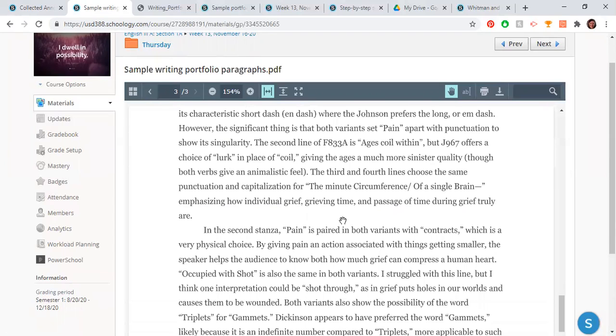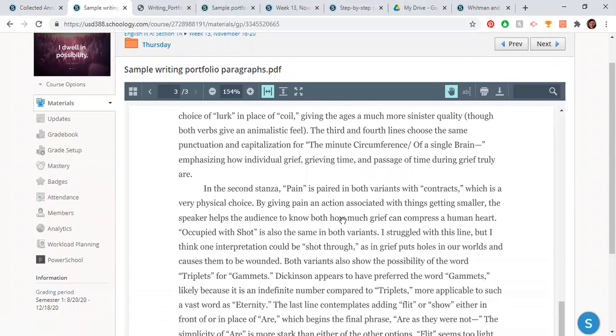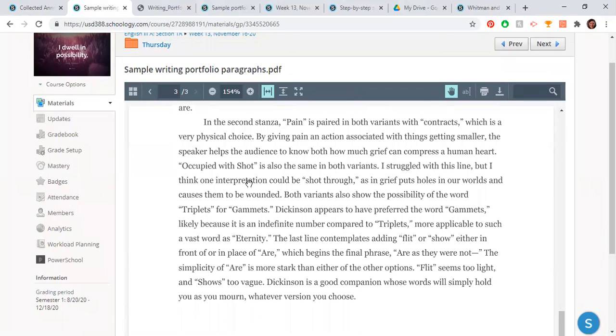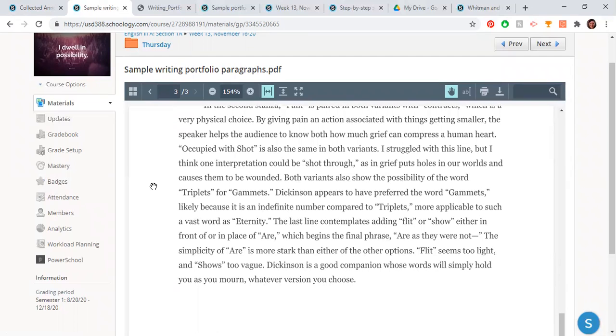The third and fourth lines choose the same punctuation and capitalization for the minute circumference of a single brain, emphasizing how individual grief and the passage of time during grief truly are. In the second stanza, pain is paired in both variants with contracts, which is a very physical choice. By giving pain an action associated with things getting smaller, right? If we contract, we squeeze in and get smaller. The speaker helps the audience to know how much grief can compress a human heart.